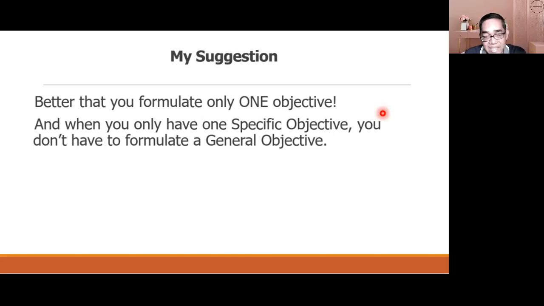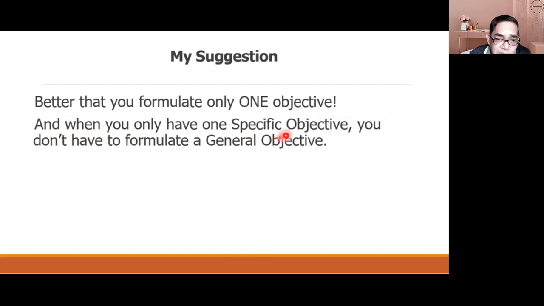Really, class, as I said a while ago, a lot of people just make one specific objective. If you scrutinize what the paper is all about, there is only one specific objective. So as I said, better that you write only one specific objective. If you read medical journals, and I suggest that you do, a lot of them would only have one specific objective.